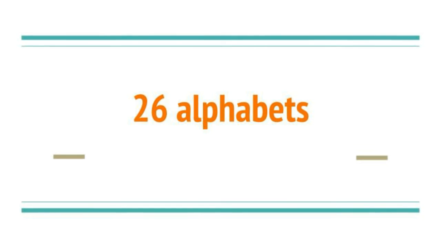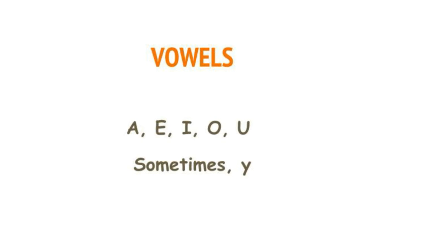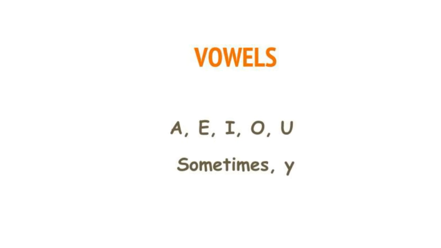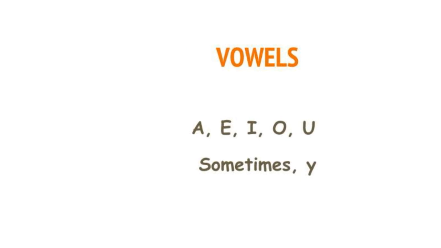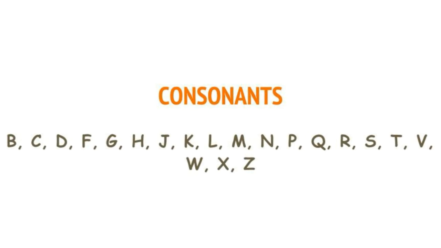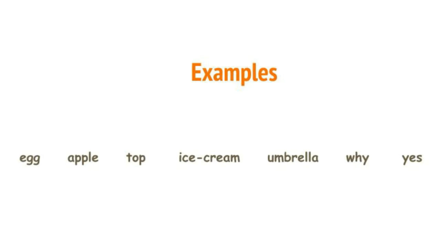So let's get started. There are 26 alphabets in the English language, and out of these 26 alphabets, A, E, I, O, U are called vowels, and Y is a special vowel, and the rest of the letters like B, C, D, F, etc. are called consonants. So let's look at examples.